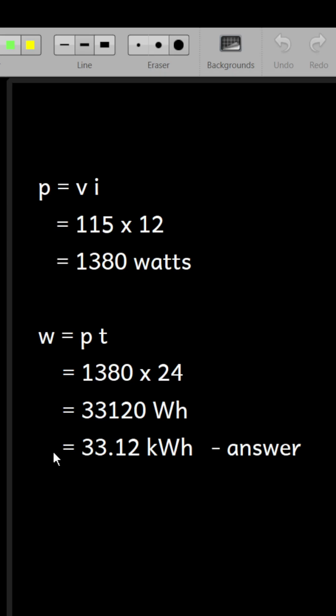So either you can take this as the answer, or you can take W equal to 33.12 kilowatt hour. Thank you. Hope you have understood.